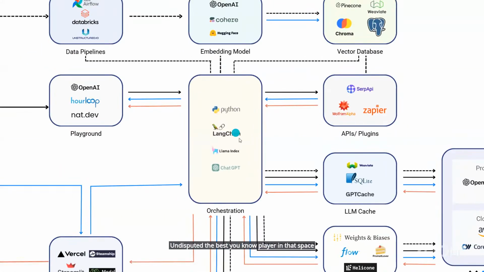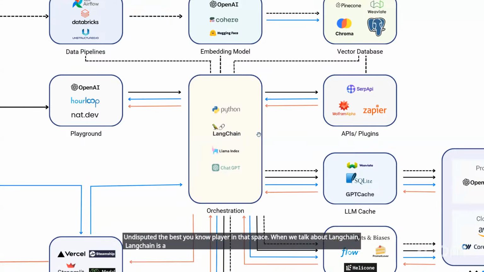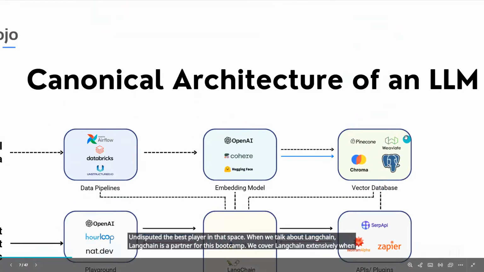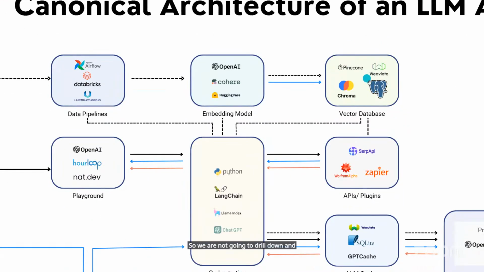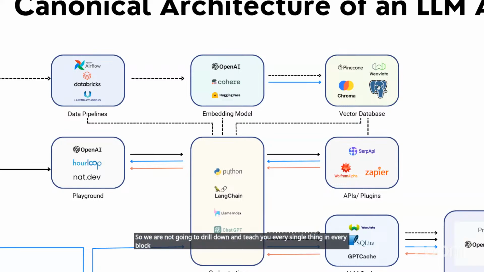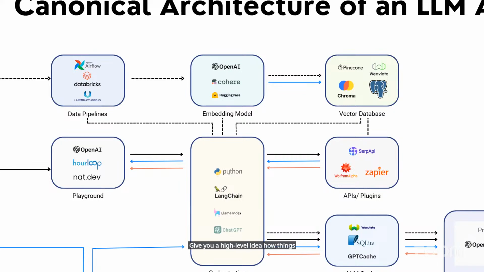When we talk about LangChain, LangChain is a partner for this bootcamp. We cover LangChain extensively. When we talk about vector database, we use Weaviate, which is once again the leading vector database in the space. OpenAI, we use OpenAI embeddings, even though we touch upon Llama as well in one of the exercises that I will show you. So we touch upon each of these. We are not going to drill down and teach you every single thing in every block. We'll teach you one thing, give you a high level idea how things work, and you will be able to take it from there.